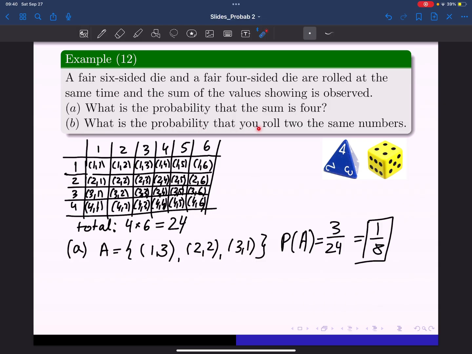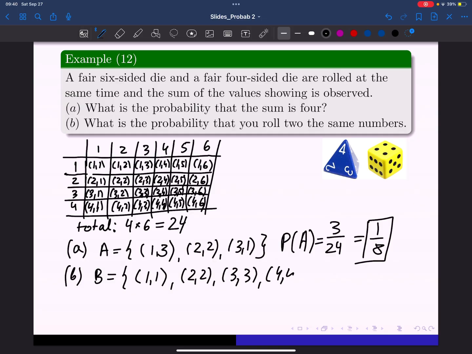Now, the probability that you roll two of the same numbers. Let's see, for part B, let's call event B the same numbers. So the same numbers would be 1,1, 2,2, 3,3, and 4,4. Can we have 5,5? We don't have 5,5 because one die has only 4 numbers, right? So if we count, we have 1, 2, 3, 4. 4 out of the total number. So the probability of event B would be 4 out of 24. If we divide this by 4, the probability is 1/6.